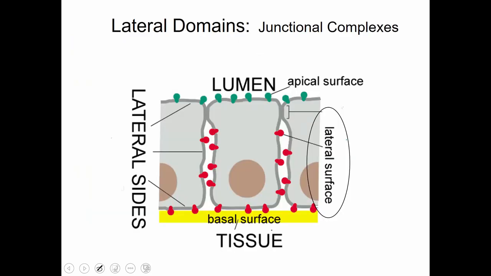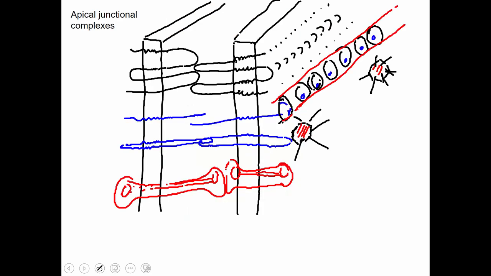Okay. So that was the apical surface. Now, the lateral surface is very important for a number of reasons, but you have these junctional complexes, these molecular fences. And this is a cartoon where, when you look at these apical junctional complexes, you can appreciate that if this is the lumen out here, we have complex 1, another complex 2, and another complex 3.